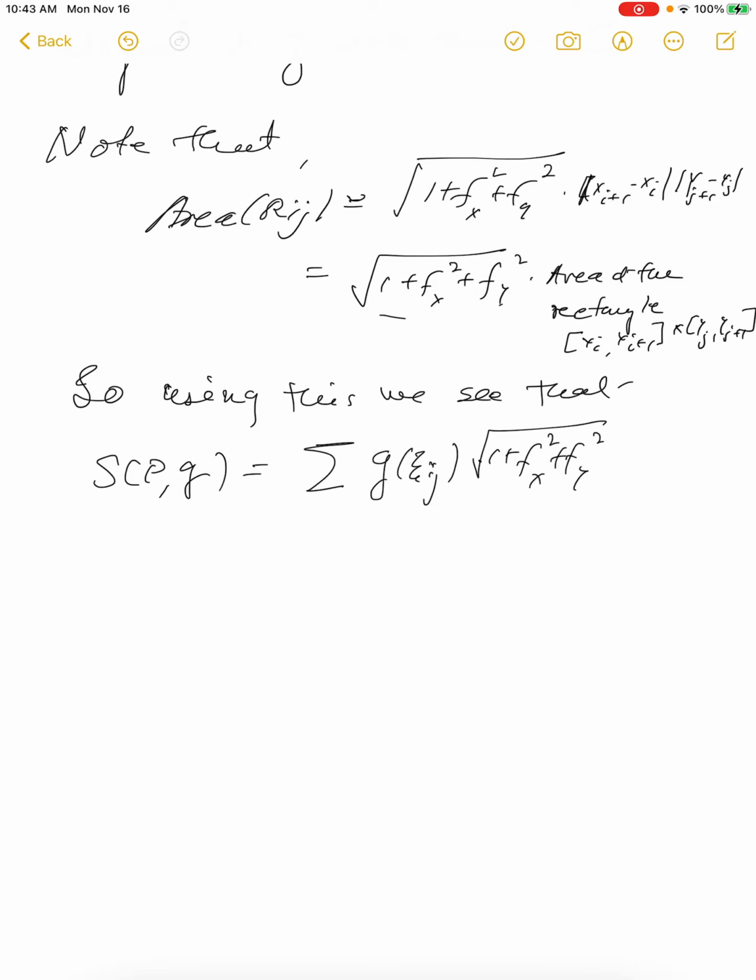And I call xi, this is times area of the rectangle. I should give a name to this rectangle. What should we call this rectangle? xi to xi plus 1, yj to yj plus 1. Maybe we'll call it the rectangle Cij.